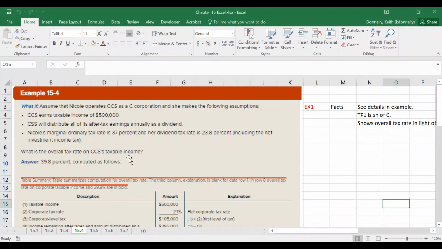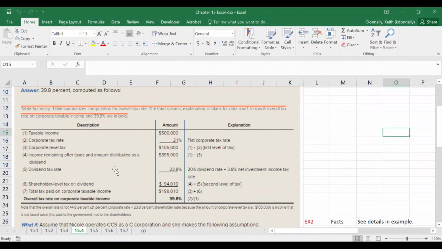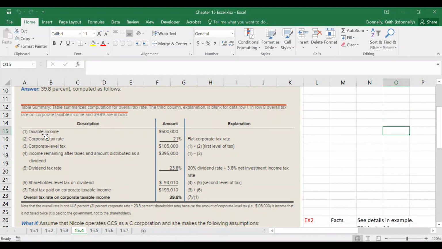Here is the question that's being asked. If I were to give you these facts, what is the overall tax rate on this distribution, considering the two layers of taxation? So, okay, let's work our way through this. We have a corporation and an individual shareholder. The corporation makes 500,000, and they pay 21% on it.